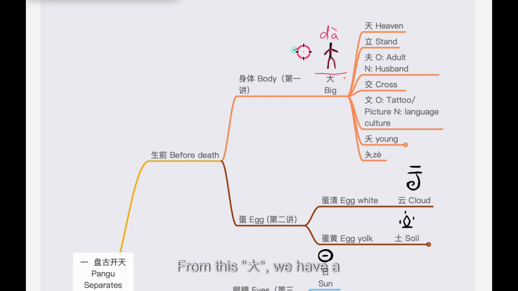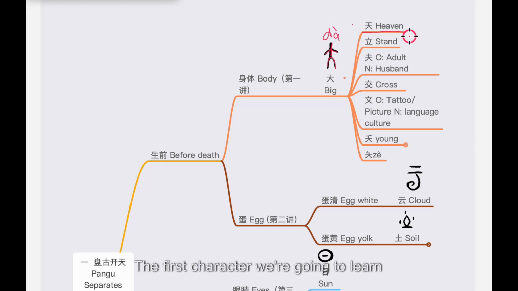From this down, we have a character called tutor. Tutor means, this left radical means horse. A person on a horse. This tutor means carry, to carry something. And from this da character, the first character we're going to learn today is called 天. 天 means sky.